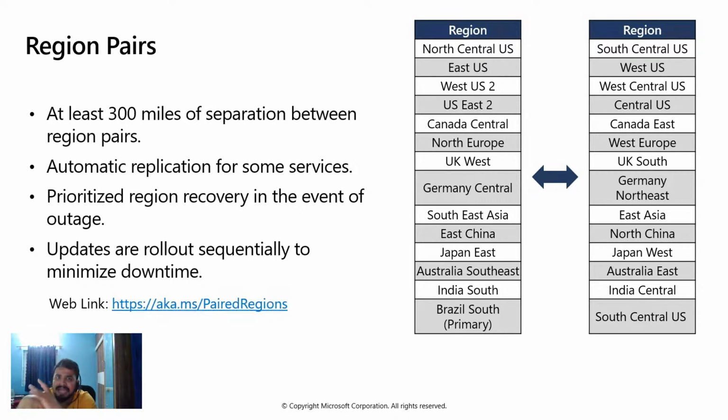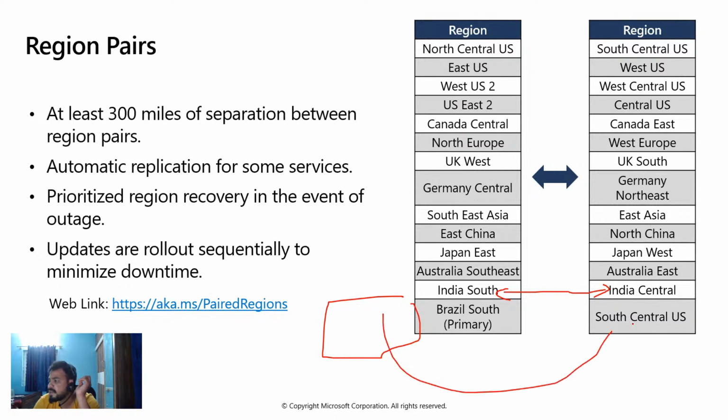I have paid, I need the service. They don't care what is on flood, what is on nothing, right? So similarly, there are region pairs. One region has an alternate pair for the other, like South India is paired with India Central, right? As I told you, whatever data centers in India there are, they're replicated into India Central. This is just for 300 miles of separation.